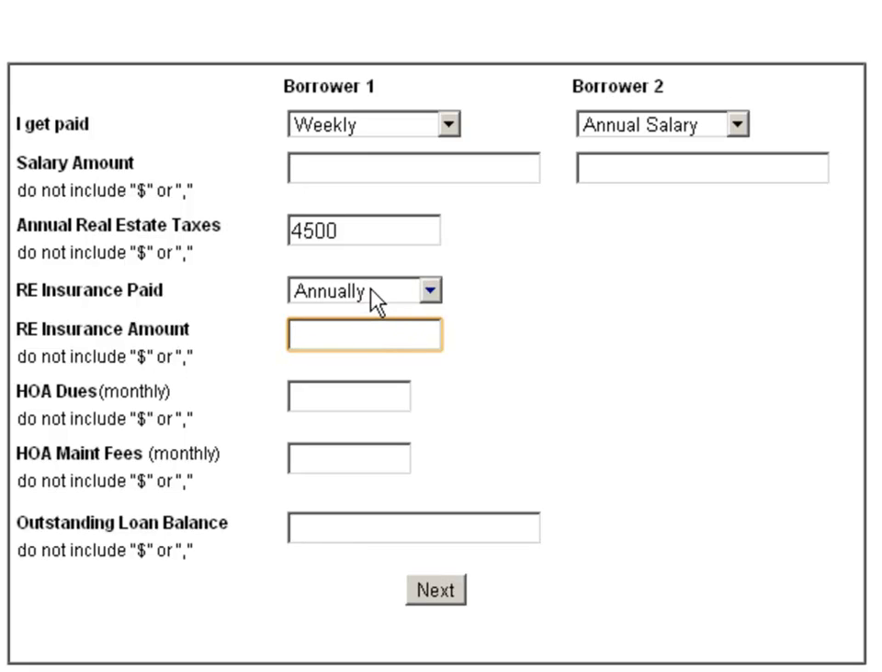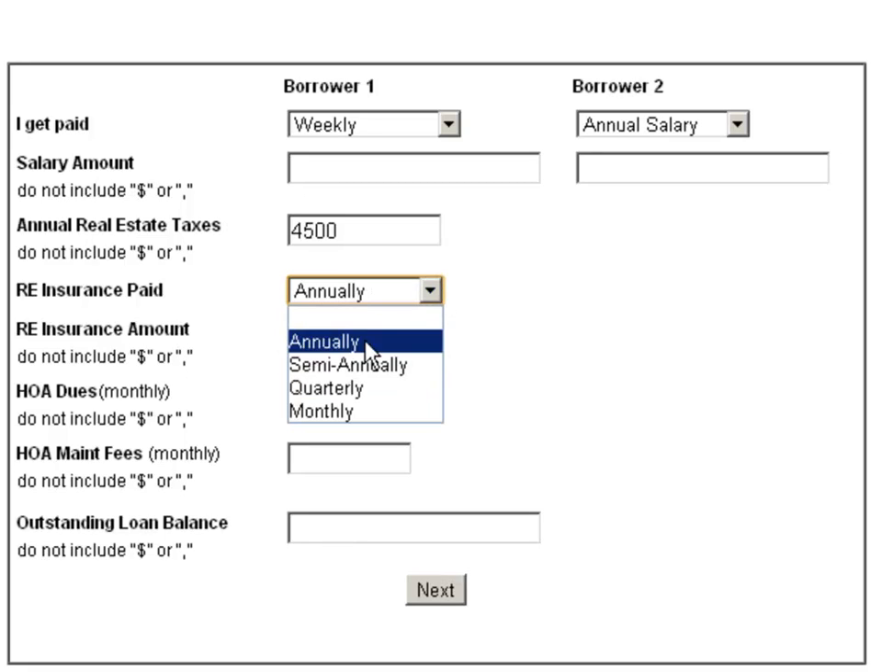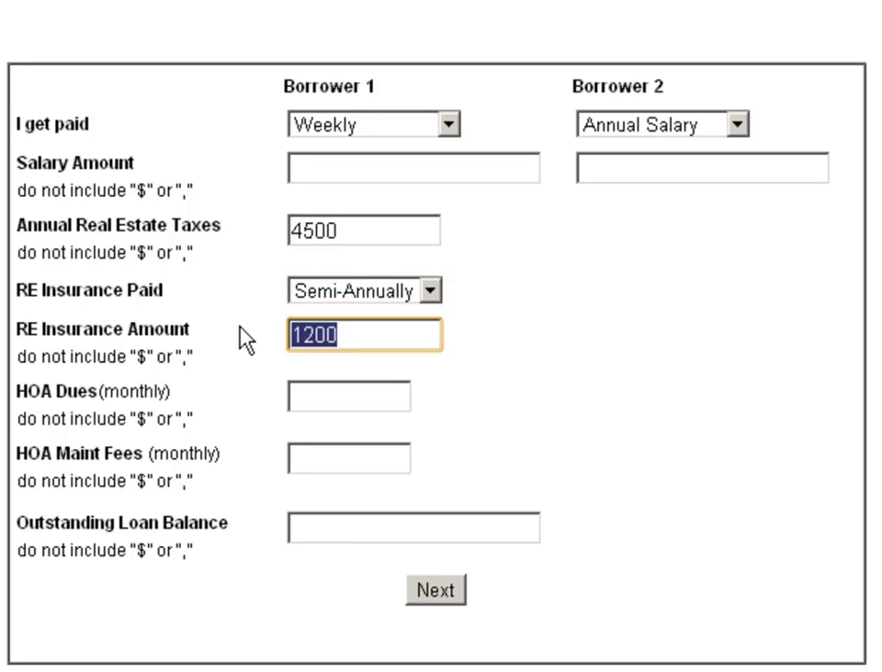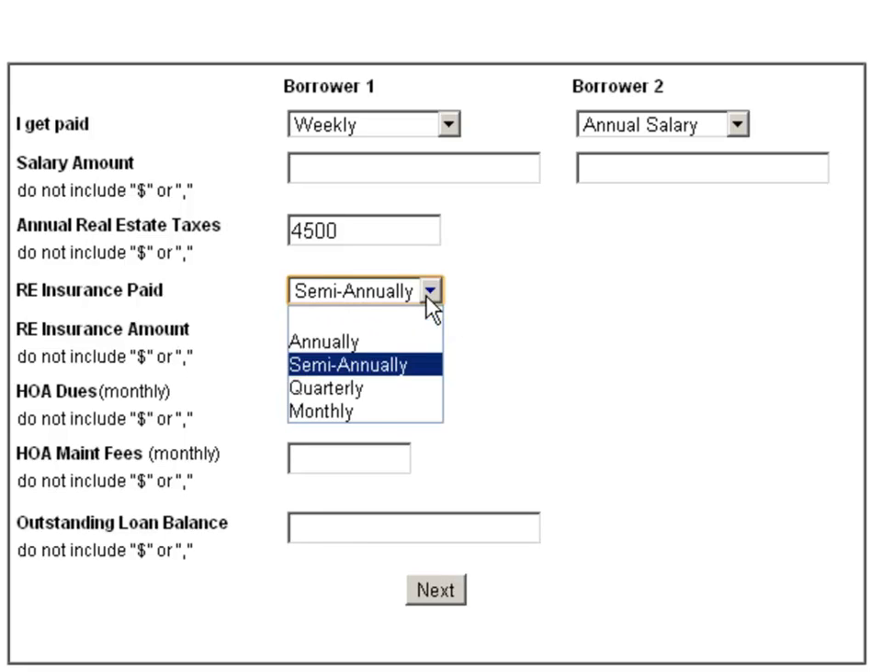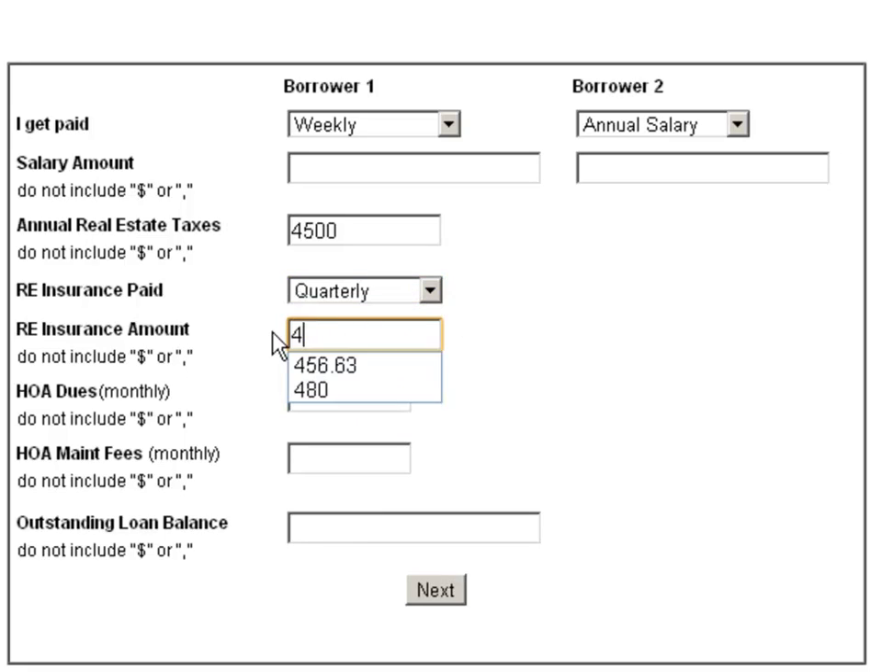So if you pay, let's say, a $1,200 annual premium, you put $1,200. If you pay it semi-annually, that same $1,200 payment is broken down to 2 payments of $600. If you pay quarterly, you want to put in $300. And if you pay it on a monthly basis, that same $1,200 will be spread over 12 equal monthly payments of $100 each. Okay. Next, enter in any homeowner association dues or maintenance fees.